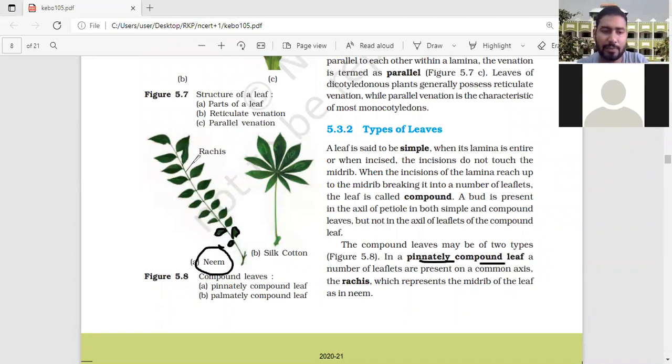If you see at the apical part, they have only a single leaf. So this type of leaf is known as imparipinnate. Why? Because if you see, the leaflets are in pairs, but at the apex they have a single leaf. Impair, odd, not even. This type of leaf is known as imparipinnate because they are forming the impair.